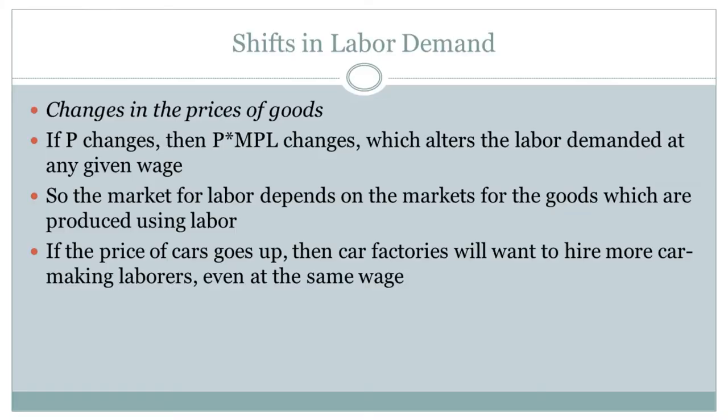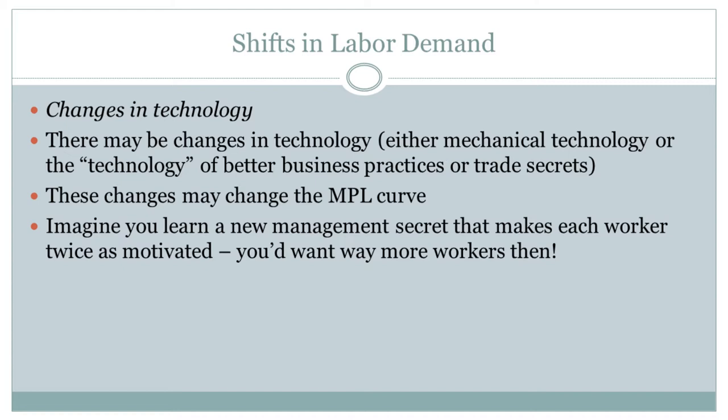So to recap briefly, the two things that are going to shift labor demand around: a change in the price of goods. If the price of what you're producing goes up, you want to hire more people. And changes in technology, whether that technology is literal technology or something like an improved managerial method, anything that makes your workers more productive, you're going to want to hire more of them at the same wage. It will shift the labor demand curve.